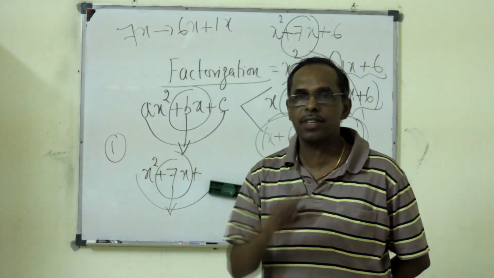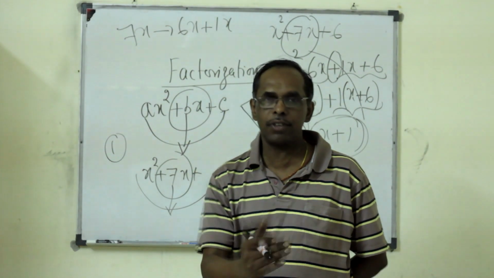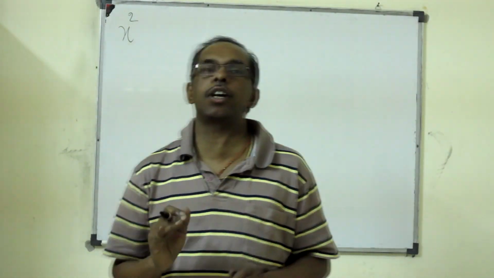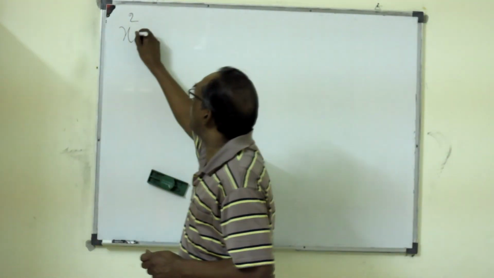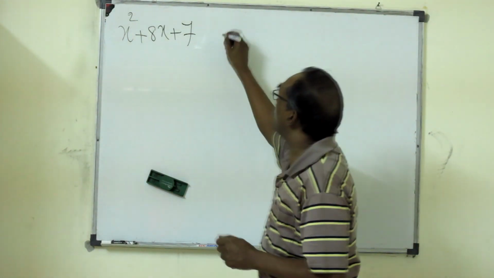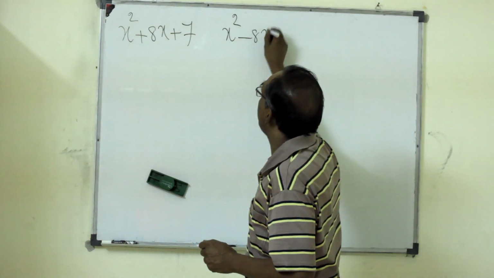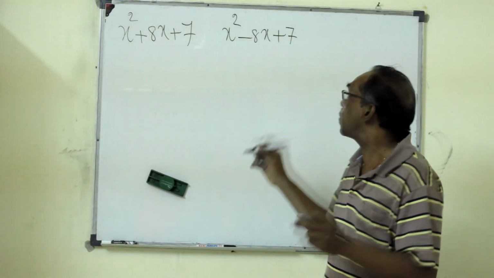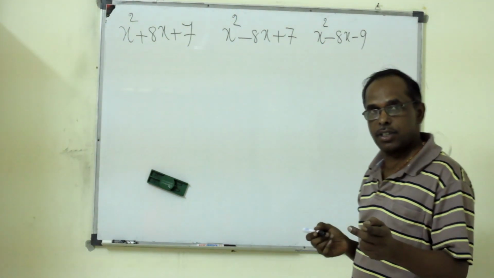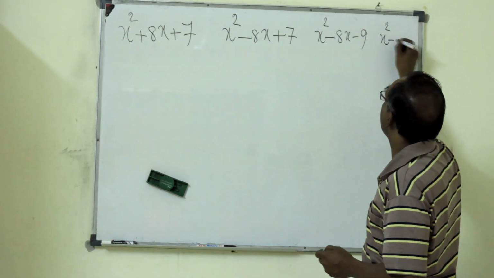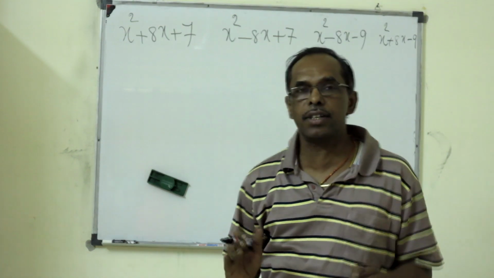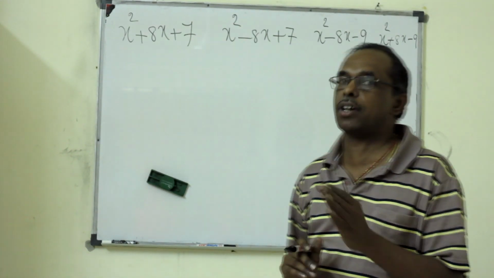Now I am moving to certain rules for how we are going to do that, so that we will see the second stage. I am going to give you different cases of a quadratic polynomial. One: x square plus 8x plus 7, that is one case. Number 2: x square minus 8x plus 7, case 2. Now x square minus 8x minus 9, this is the third case. And another one, x square plus 8x minus 9. When you look at these four questions, you will know what the four different cases are.